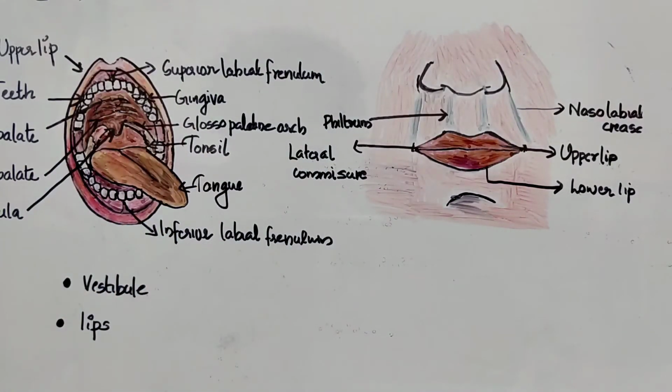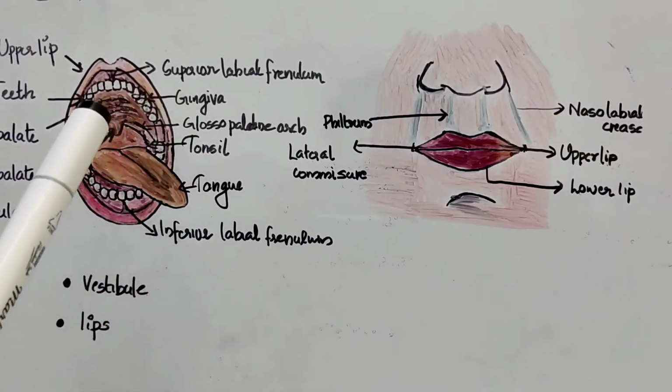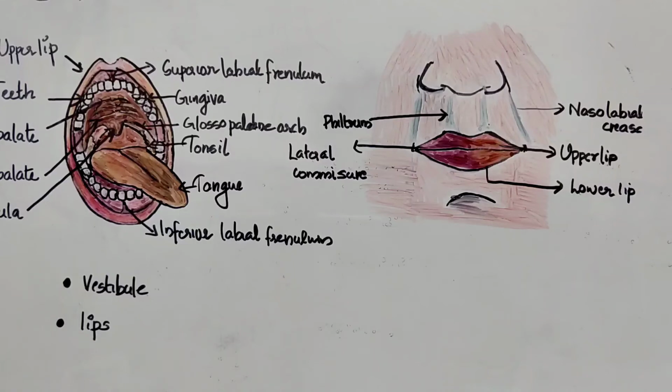Today we discussed the anatomy of the oral cavity. The oral cavity can be divided into an outer vestibule and an inner oral cavity proper. The outer vestibule is the smaller portion compared to the oral cavity proper. Then we discussed the vestibule and also the lips.